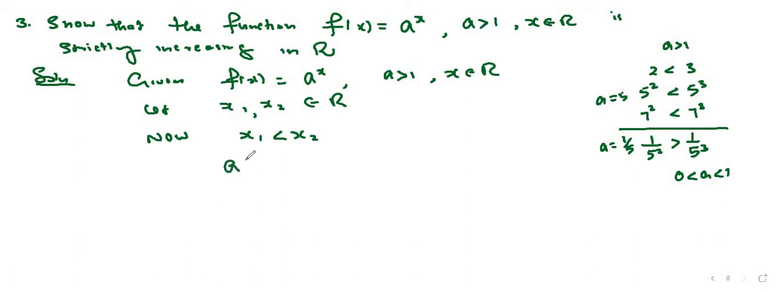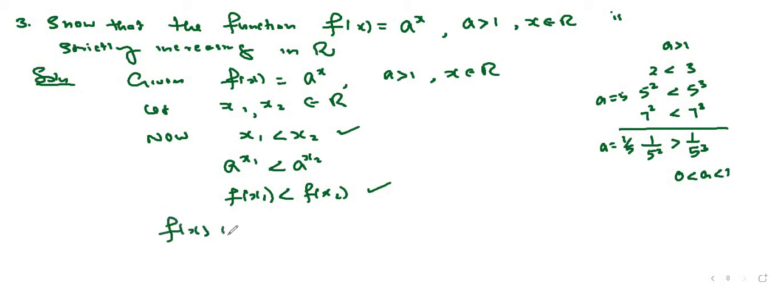a raised to x1 is less than a raised to x2 will come. That means f of x1 is less than f of x2. Thus we get x1 less than x2 implies f of x1 is less than f of x2. f of x is a strictly increasing function.